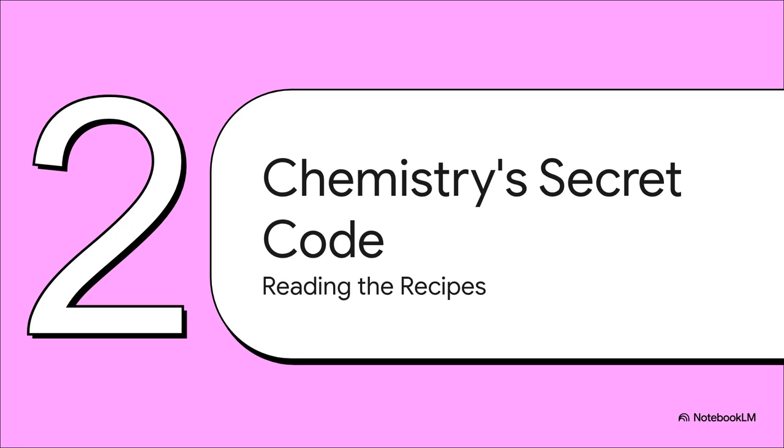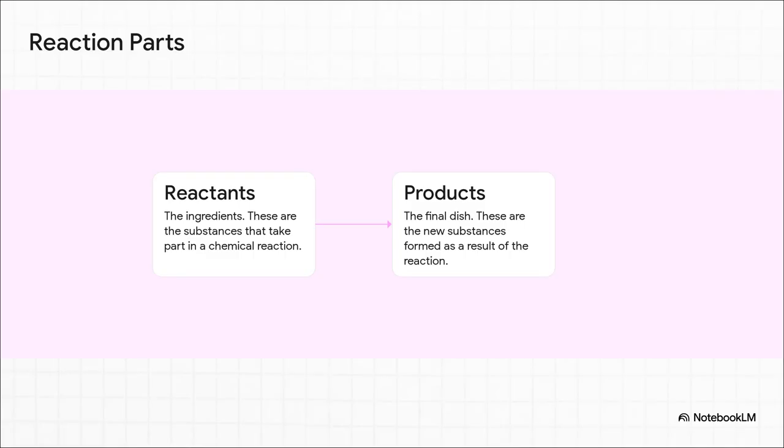Now, to keep track of all these incredible changes, chemists came up with a kind of secret code, a special language to write down exactly what's happening. We call them chemical equations, but really, you can just think of them as the recipes of reality. And just like any recipe, you've got two basic parts. First, you have your reactants. Those are your ingredients, what you start with. Then, after the reaction happens, you get your products. That's the final dish, the brand new substance you've just cooked up.